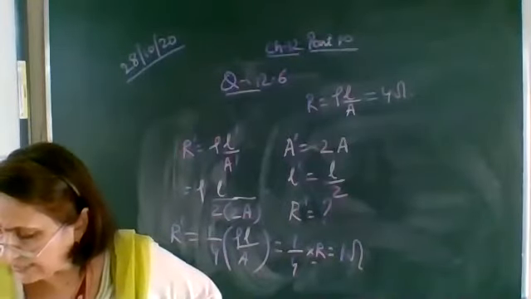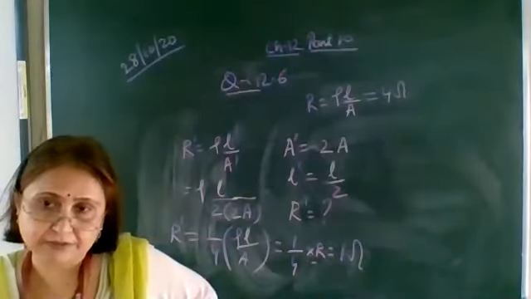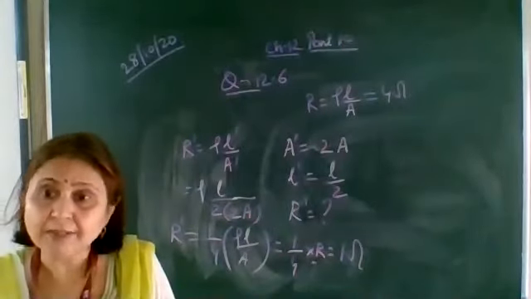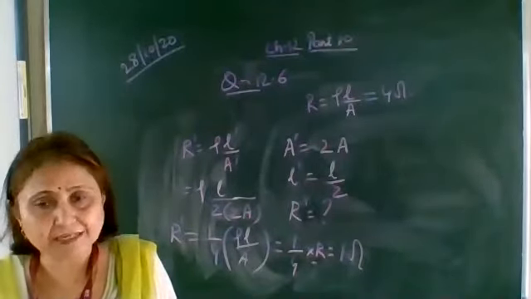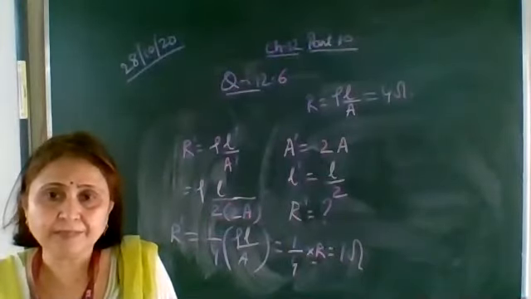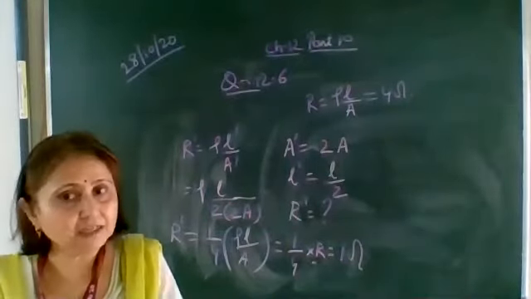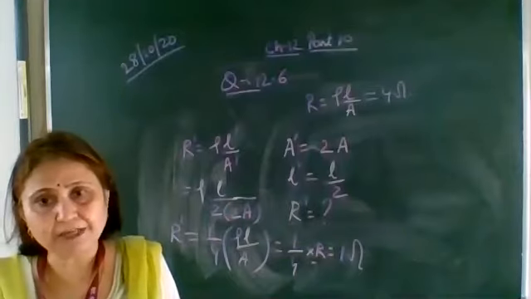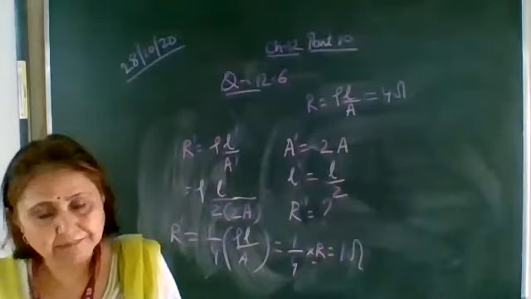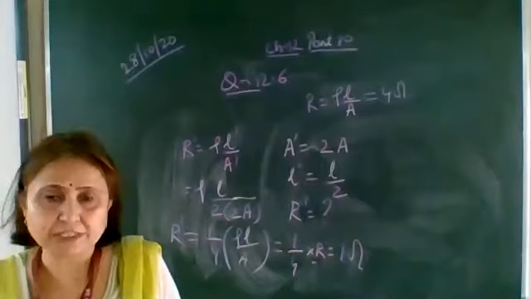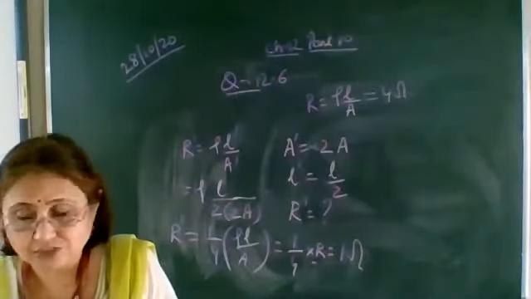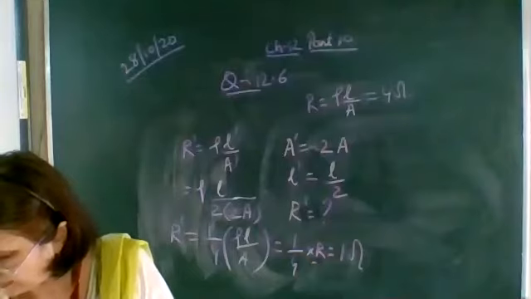On what factors does the resistance of a conductor depend? We have already discussed that the resistance of a conductor depends on the length of the wire, directly proportional to length, and inversely proportional to cross-sectional area. If the material of the wire is different, it depends upon the nature of the material, and if the temperature is not constant, then it depends upon the temperature. So these are the four factors on which the resistance of a conductor depends.